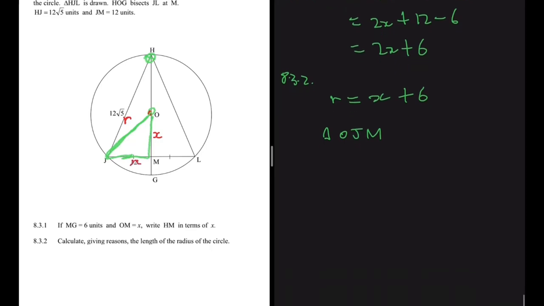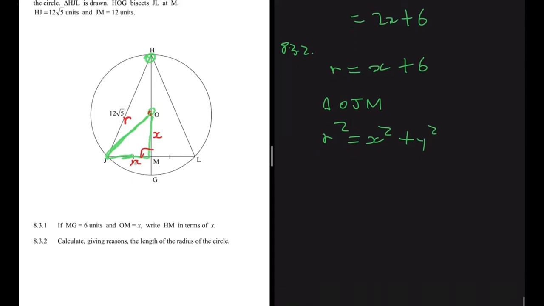opposite, right? So we know fully well that in a right-angled triangle, don't forget the angle here is 90, the radius squared will be equal to x squared plus y squared, right? The other two sides. So what is the radius here? The radius is X plus 6. So we square it, and it will be equal to the adjacent, which is 12. So we're going to have 12 squared plus the opposite, which is X. So we're going to have X squared.